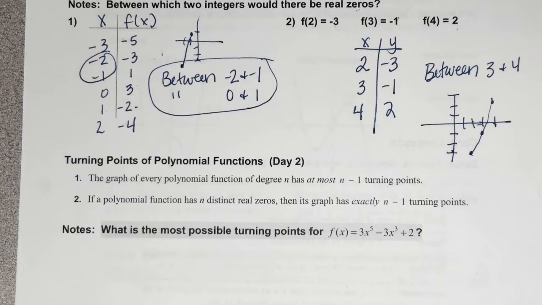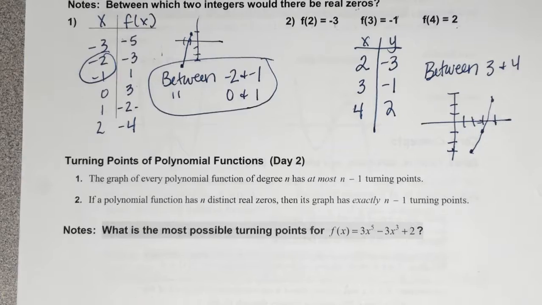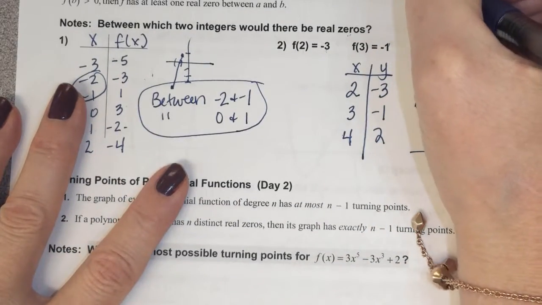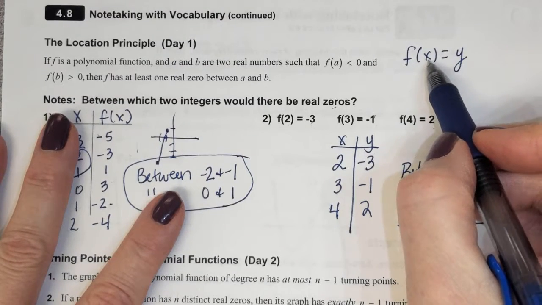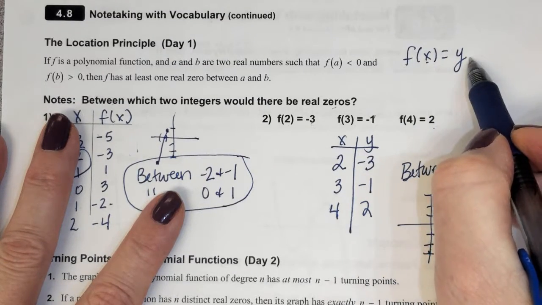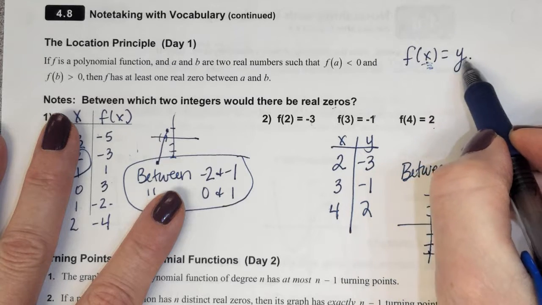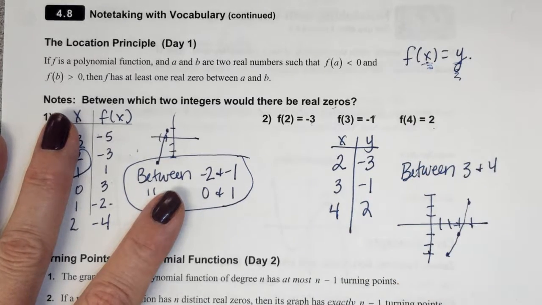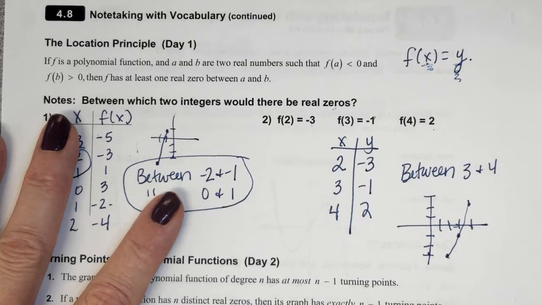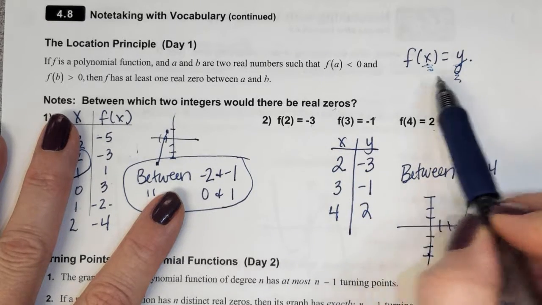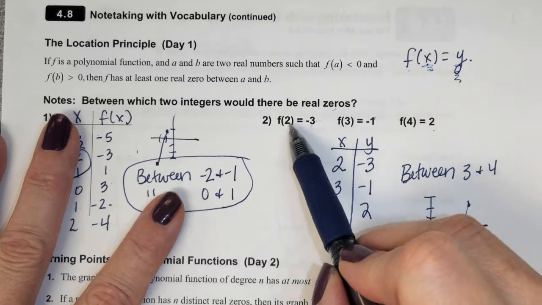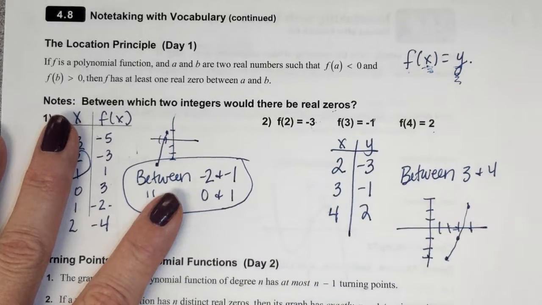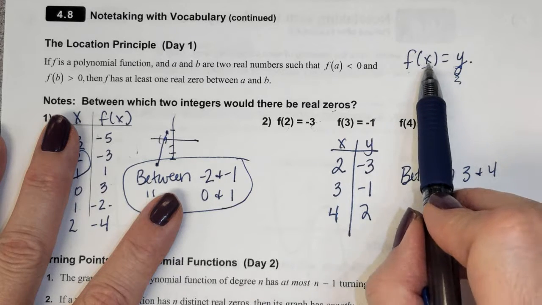Wait, I have a question. I thought f of x stood for a y. Look, you're right. F of x is the same as y. But what it's saying is, depending on what your x is, that's what your y is. So in this spot is always your x, and this is your y. When it says f of x, that is equal to y. So this is y, but this is x. See how there's the letter x there?